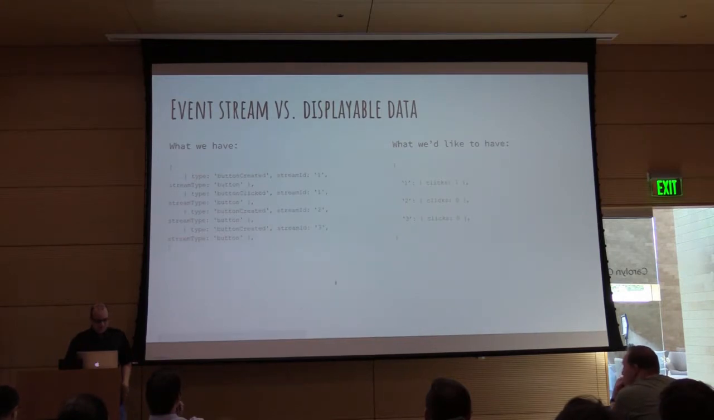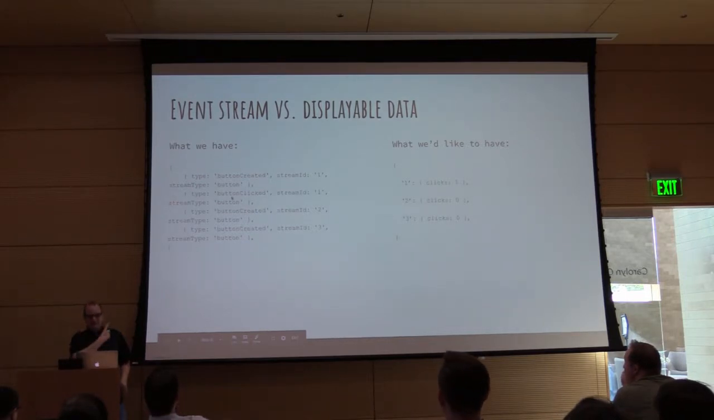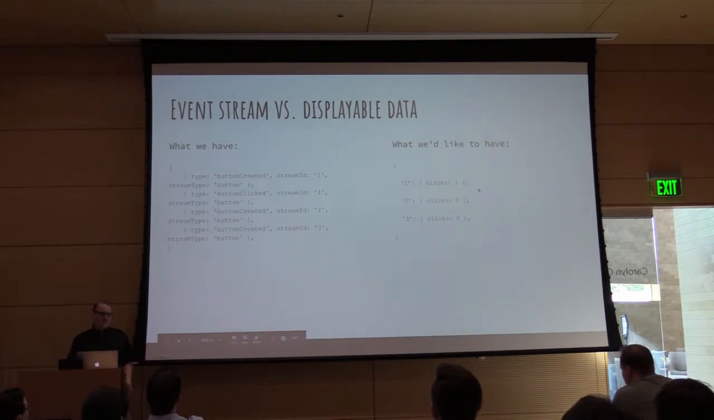And so what we actually store in our system is this array of objects here. I've taken out some of the fields just so it would fit on the slide. But what we'd like to have is this single object over here that has keys corresponding to stream IDs and then contains the click counts. So let's put on our JavaScript hats. Let's put the JS in Node.js.